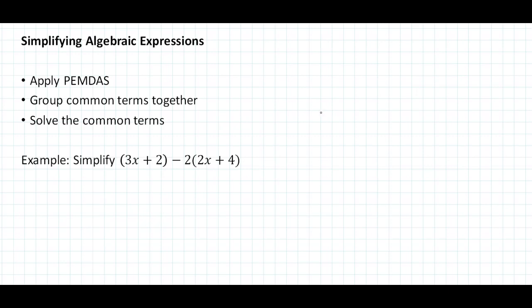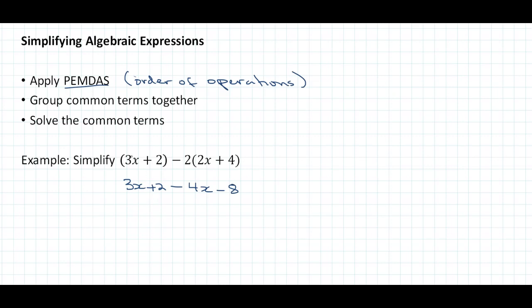When you're simplifying algebraic expressions, always remember PEMDAS, which is what we call the order of operations. So we're going to be working with order of operations, and then we're going to group common terms together and solve the common terms. Now when we look at PEMDAS, the first thing we always like to do is to deal with parentheses. So here there's a 1 out here, so it's going to be 3x plus 2, and then we're going to distribute the negative 2 into the expression here. So this is minus 4x minus 8.